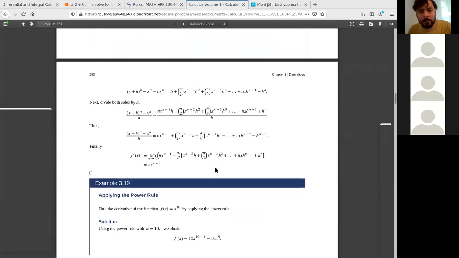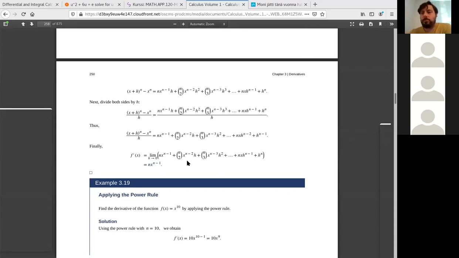That's what happens here. In this case, this is what happens. So that is the only element that has no h in it. All the others have at least h to the 1 or more. And as h goes to 0, all this highlighted part goes to 0, obviously. The only part that is left is n times x to the n minus 1. So as that is the only thing that is left, that's the derivative.